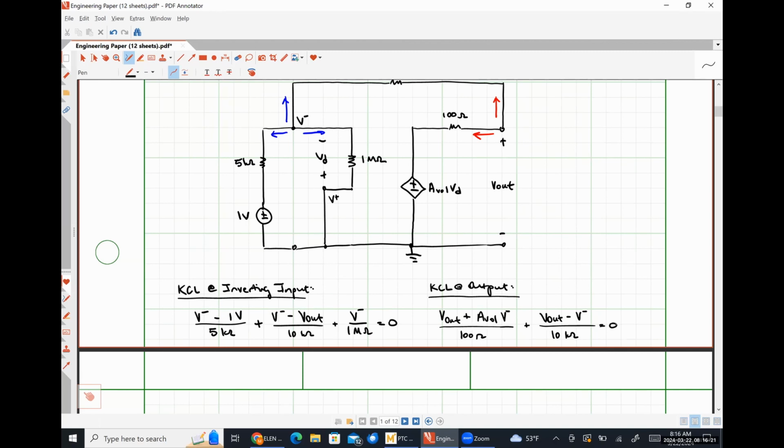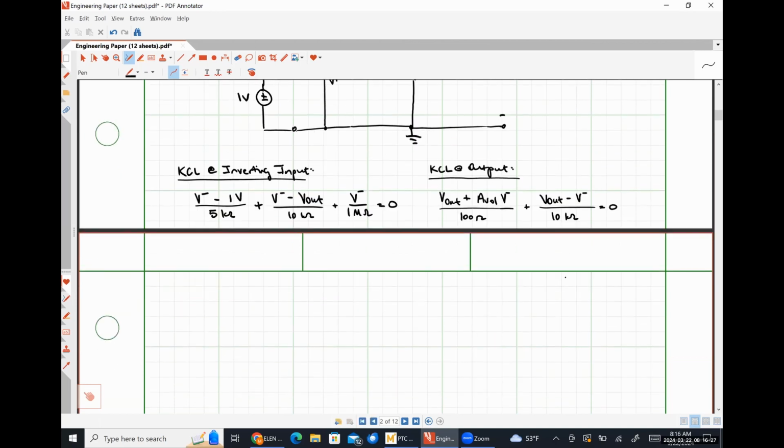I'm not going to make you throw this in your calculator or anything like that. I've already got it solved. What we find when we solve this system simultaneously is that our voltage V minus comes out to be 20.199 microvolts.